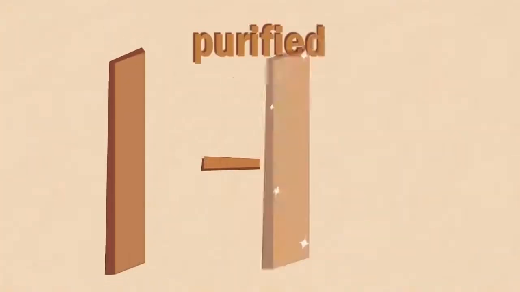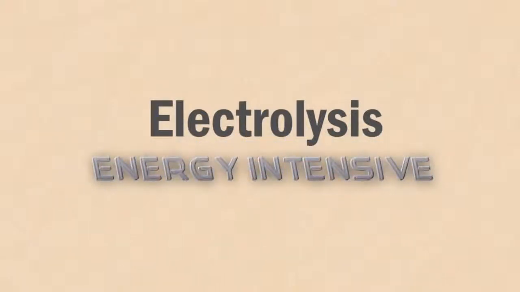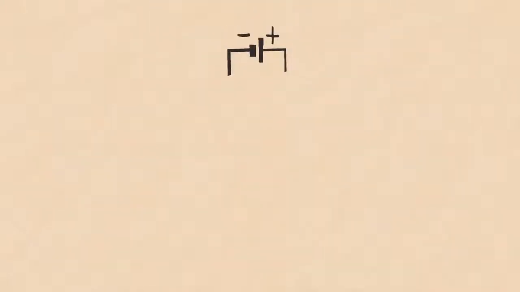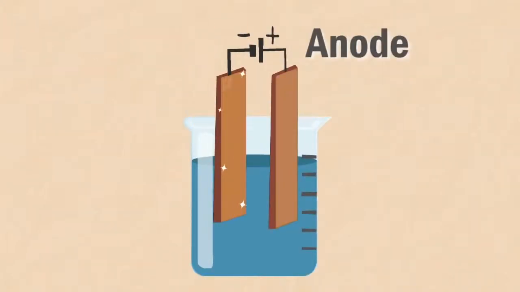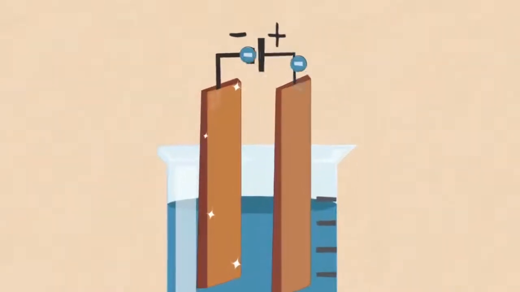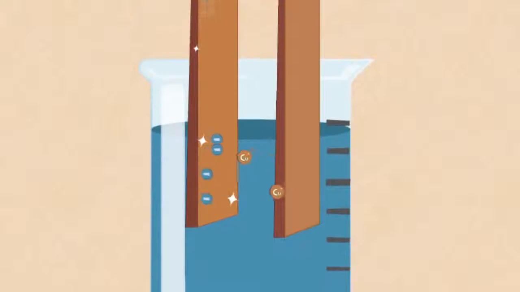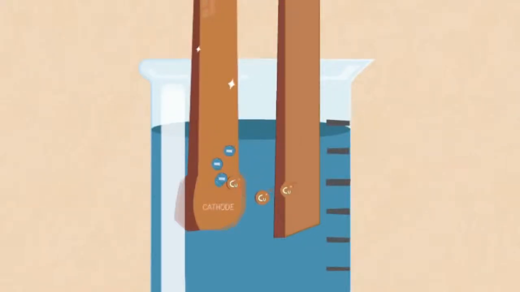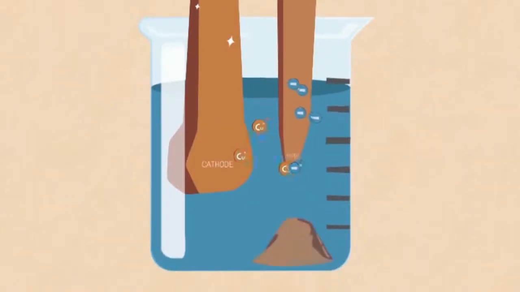In summary, copper is purified by electrolysis, an energy-intensive process. A direct current is passed through a cell containing an electrolyte, an impure sheet of copper at the anode, and a pure sheet at the cathode. Oxidation and reduction processes lead to copper being transferred through the electrolyte to the pure copper sheet, which grows in size. The impure sheet appears to disappear and leave behind anode sludge.